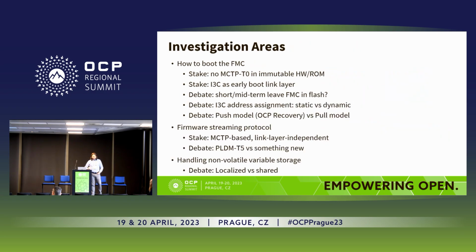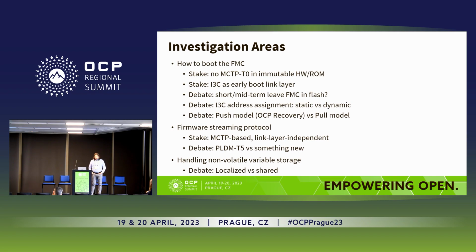Some of the investigation areas they're working on right now: there's no MCTP in the immutable hardware in ROM, so we're going to boot over I3C as the early boot link layer. There's some debate over whether you leave the first immutable code in a flash. You would still have flash here, but it's a stepping stone so that you could do some updates before ultimately booting over I3C from perhaps the BMC. At that point, the BMC is the only place that has flash in the system. Or the BMC could pull from the network if you wanted.